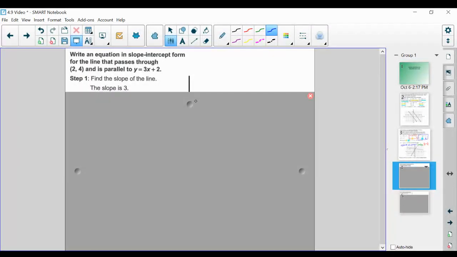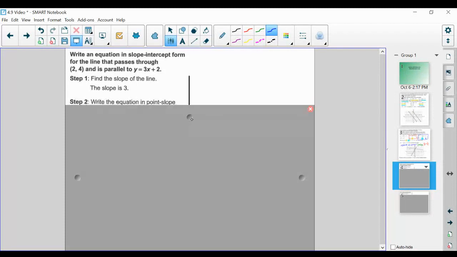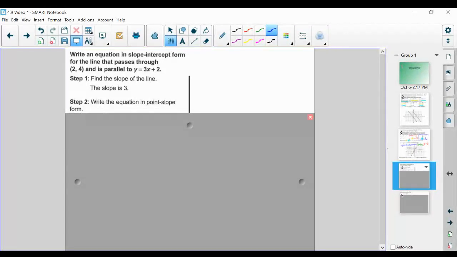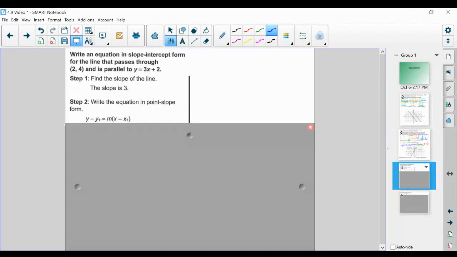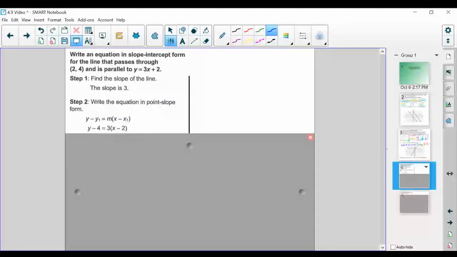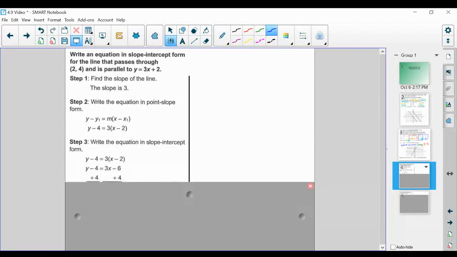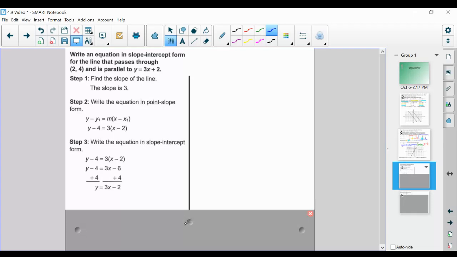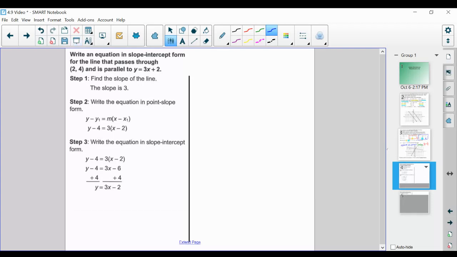So what we're going to do is find the slope of the line. We can easily identify from the equation, it's in slope-intercept form, our slope is going to be positive 3. We're now going to write the equation in point-slope form. So y minus y1 equals our slope times x minus x1, and we're going to replace our slope, which was 3, the x1, which is 2, and y1, which is 4, and we get 2 and 4 from our coordinate point. And now we're going to solve it all the way down to get into slope-intercept form, which is y equals 3x minus 2.